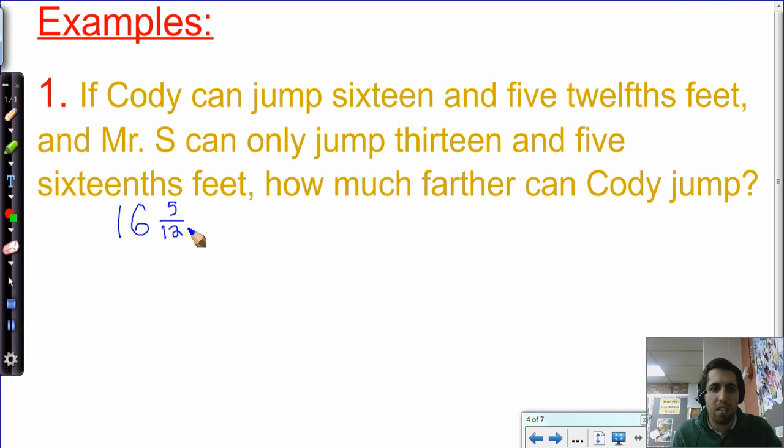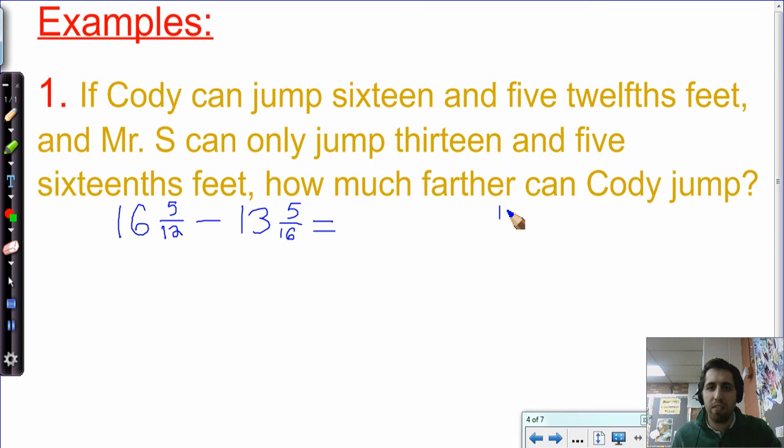Mr. Schwartz. And we're finding the difference. What's the difference in our jumps? What is the space in between? So this should be familiar as subtraction. I can jump 13 and 5/16. Now what we need here is we need a like denominator before we can figure this out.